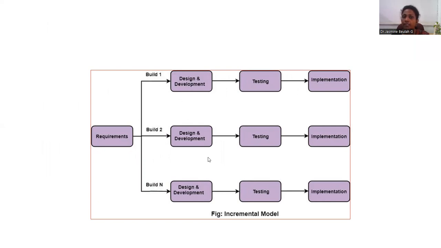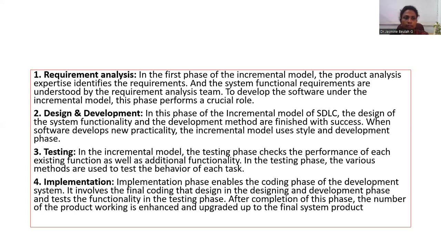So at each and every build, there are these three steps which need to be undergone. In the requirements analysis phase, the first phase of the incremental model, the product analysis expertise identifies the requirements, and the system functional requirements are understood by the requirements analysis team. This phase plays a crucial role in developing software under the incremental model. Next phase is design and development. In this phase of the incremental model of SDLC, the design of the system functionality and the development method are finished with success. When software develops a new functionality, the incremental model uses the design and development phase.